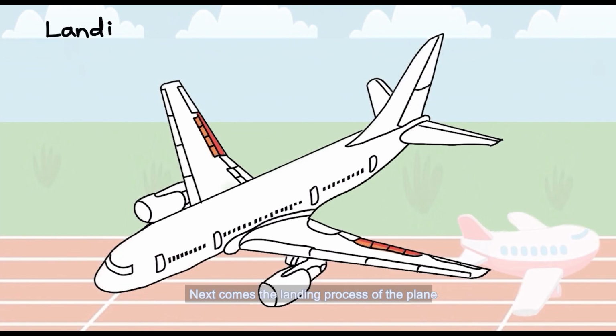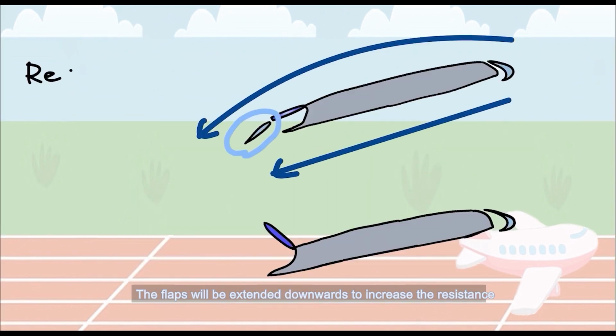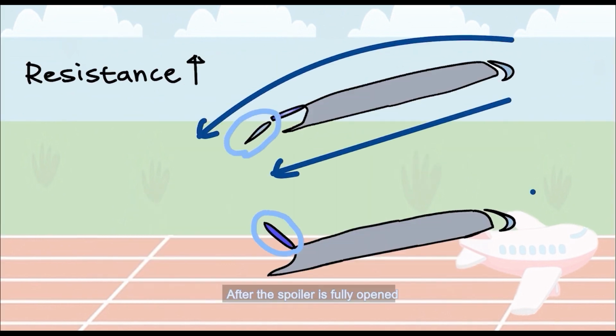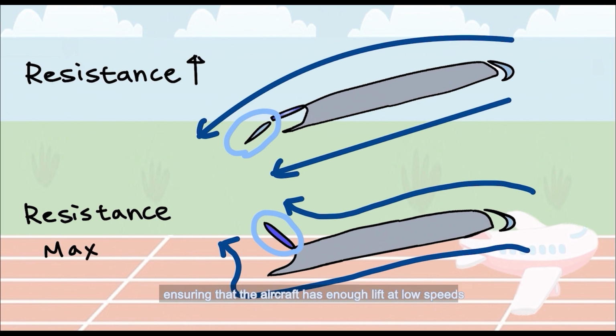Next comes the landing process of the plane. It needs flaps and spoilers to help. The flaps will be extended downwards to increase resistance. After the spoilers are fully opened, the airflow blows into them and forms the maximum air resistance, ensuring that the aircraft has enough lift at low speed, preventing the aircraft from hitting the ground all at once.